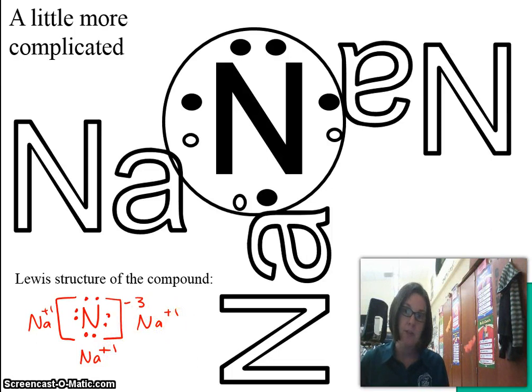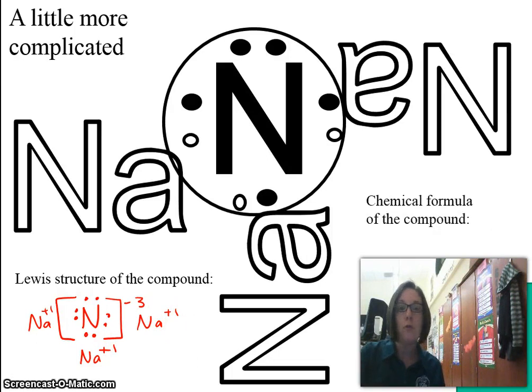That would be the Lewis structure of the compound, but the chemical formula would not have as much of that information. We're still going to start with the least electronegative element, which is going to be the metal, sodium. And there were 1, 2, 3 of them, so I'll put a subscript of a 3. And then I'll put nitrogen next, and there was just 1, so it won't get a subscript.